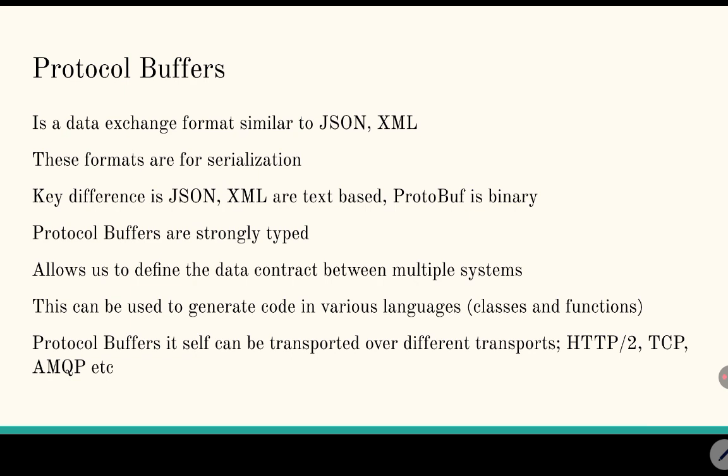Protocol buffers are strongly typed, whereas XML and JSON are not. It allows us to define the data contract between multiple systems. Obviously, that's what a definition language means, and this can be used to generate code in various languages, like classes and functions and so forth, depending on the programming language that you intend to use gRPC with. Some programming languages may not have the concept of classes, some may not have the concept of some dialects that you find in some programming languages. Then the way that it generates the code may also be different.